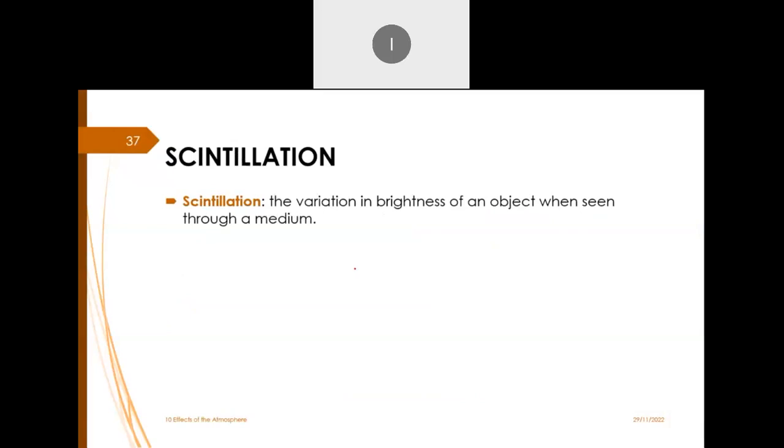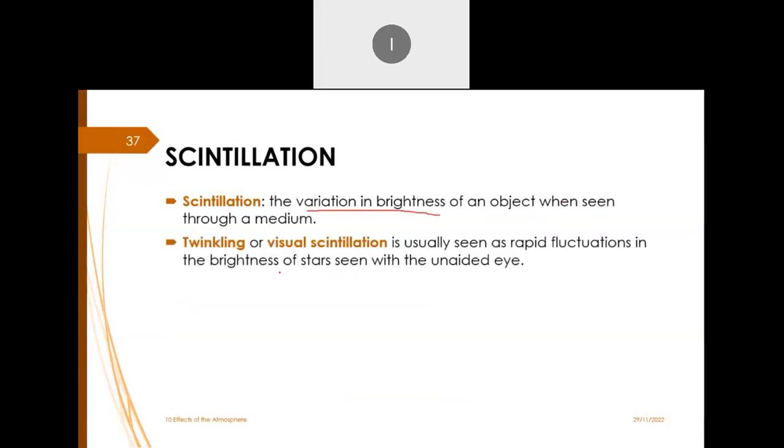Okay, now we go to scintillation. What is scintillation? It is the variation in brightness of an object when seen through a medium. Twinkling or visual scintillation is usually seen as rapid fluctuations in brightness, in terms of the brightness of stars seen with the unaided eye.